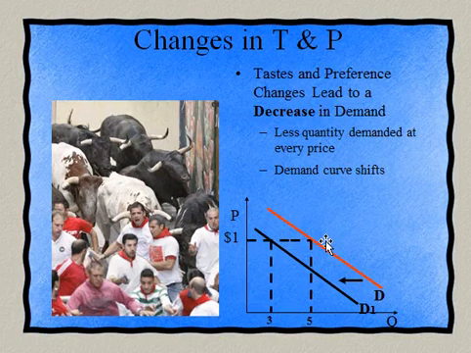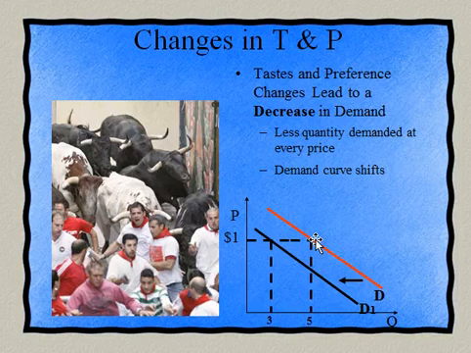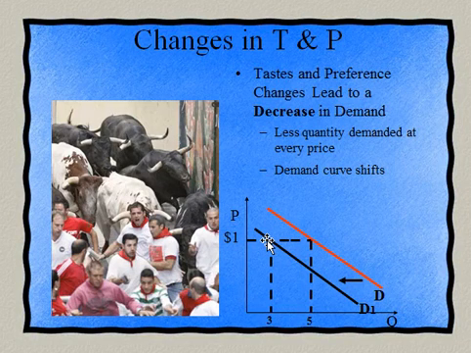Same thing for the decrease. They found out that there's E. coli in the spinach, so the initial demand was at $1. The quantity demanded would have been 5. Now at the price of $1, the quantity demanded is 3 because of that change in taste and preferences.